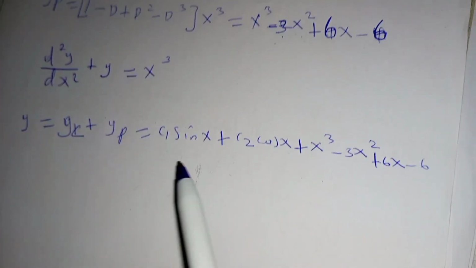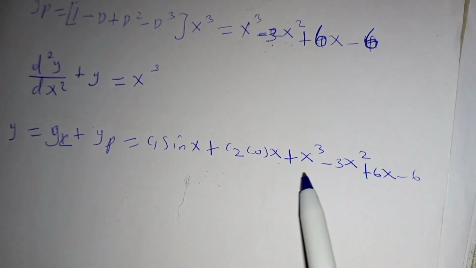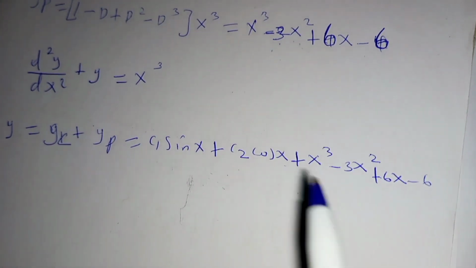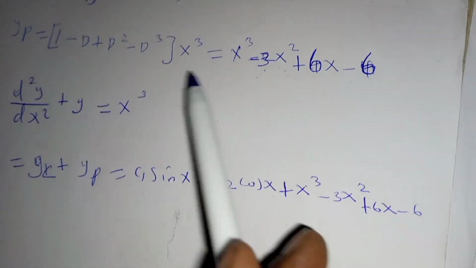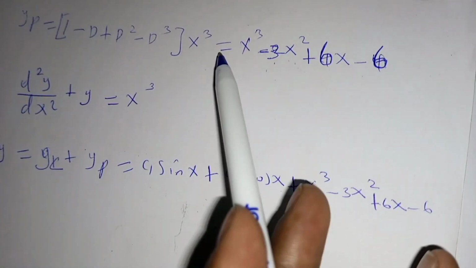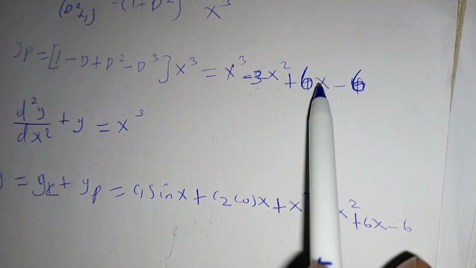This is the complementary part, and then this is the particular part, whereby we multiply by this one and substitute x cubed into this part here to obtain this result.